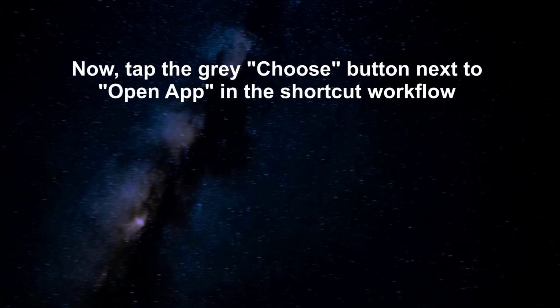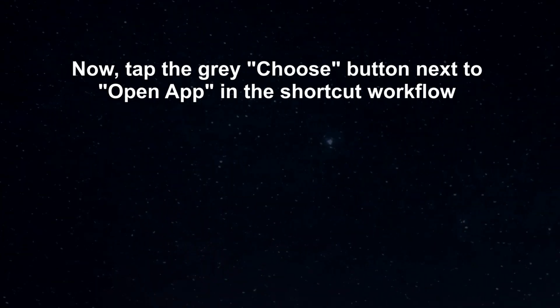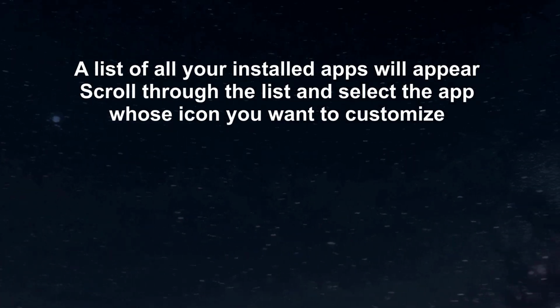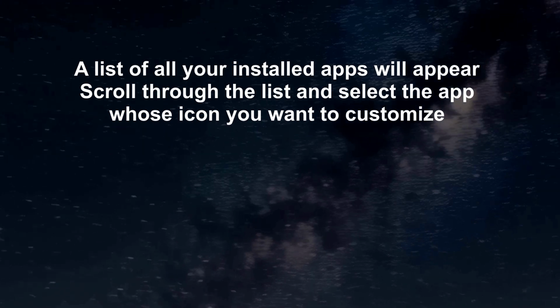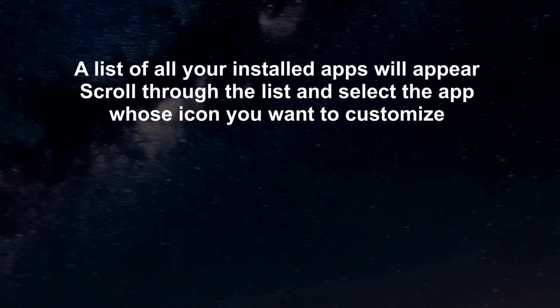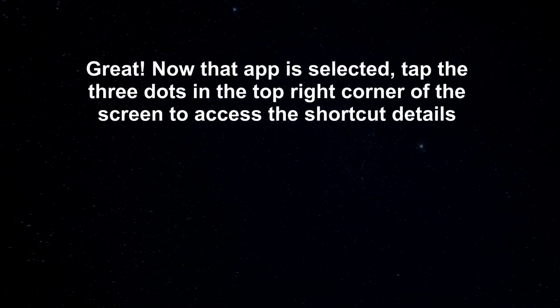Now, tap the gray Choose button next to Open App in the shortcut workflow. A list of all your installed apps will appear. Scroll through the list and select the app whose icon you want to customize. Great! Now that app is selected.